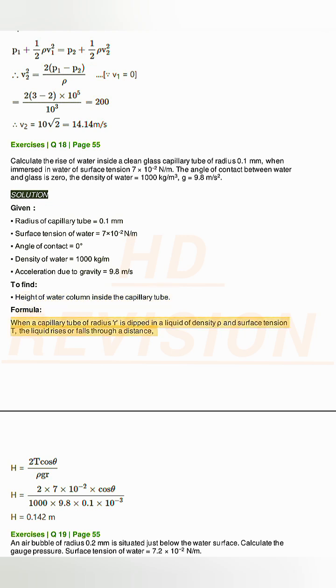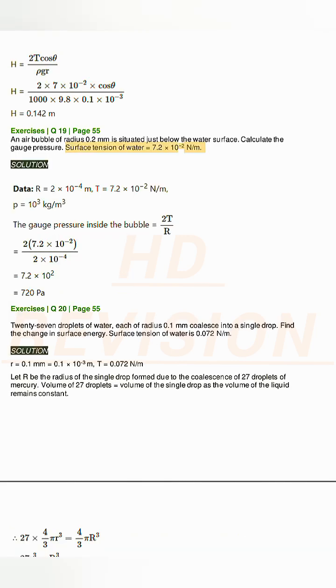Formula. When a capillary tube of radius r is dipped in a liquid of density ρ and surface tension T, the liquid rises or falls through a distance. Exercises Q19, page 55. An air bubble of radius 0.2 mm is situated just below the water surface. Calculate the gauge pressure. Surface tension of water equals 7.2 times 10^-2 N per meter. Solution.